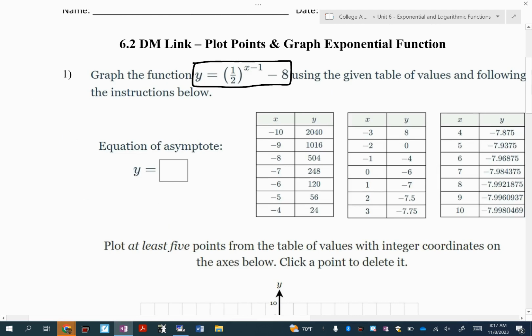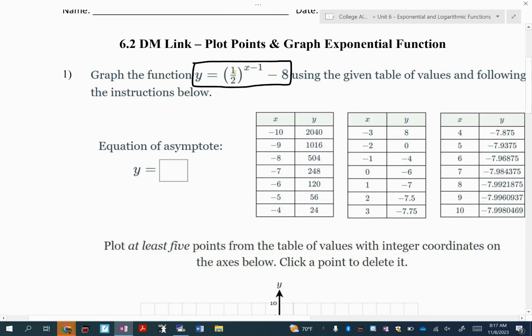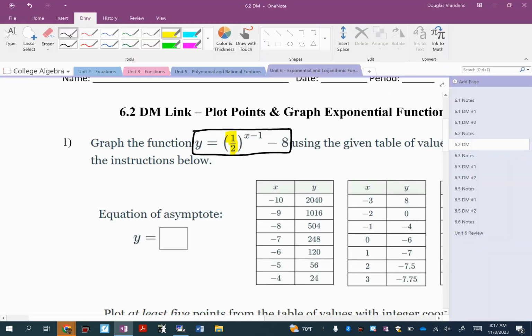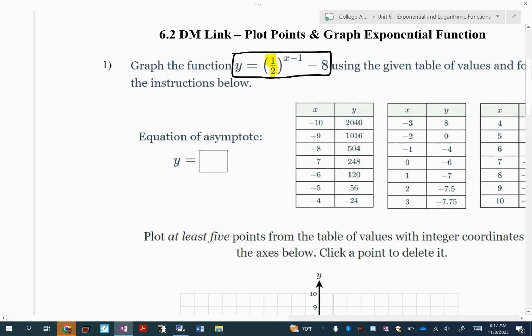All right. I want you to first focus on what's in the parentheses. And what is in the parentheses? 1/2. Is that greater than 1 or is that between 0 and 1? It's between 0 and 1. So what word am I thinking when I think about this exponential function? Nice. This is decay.